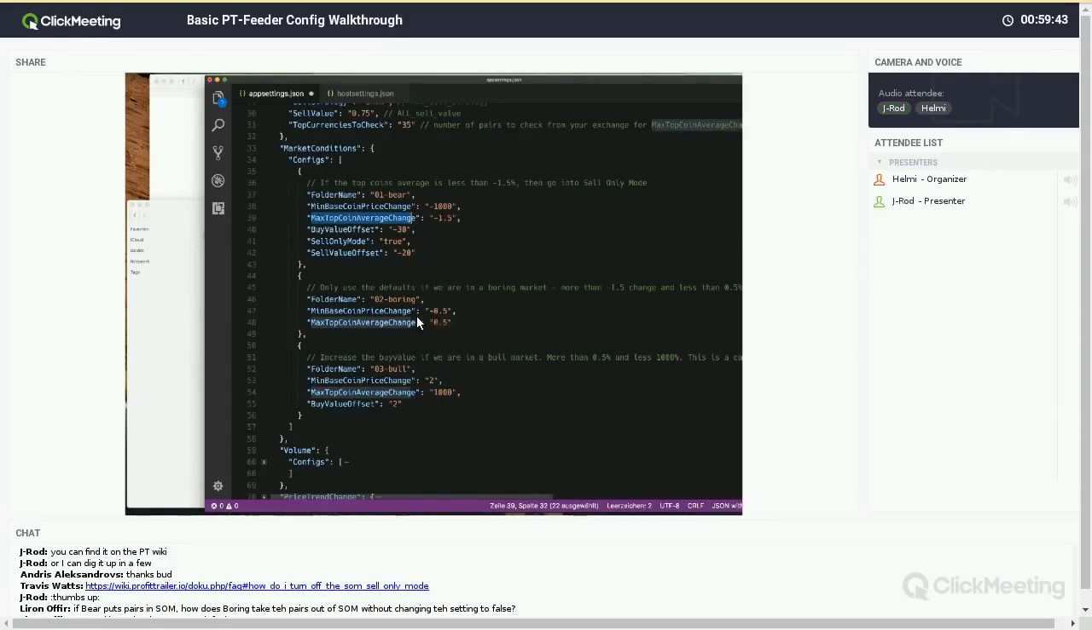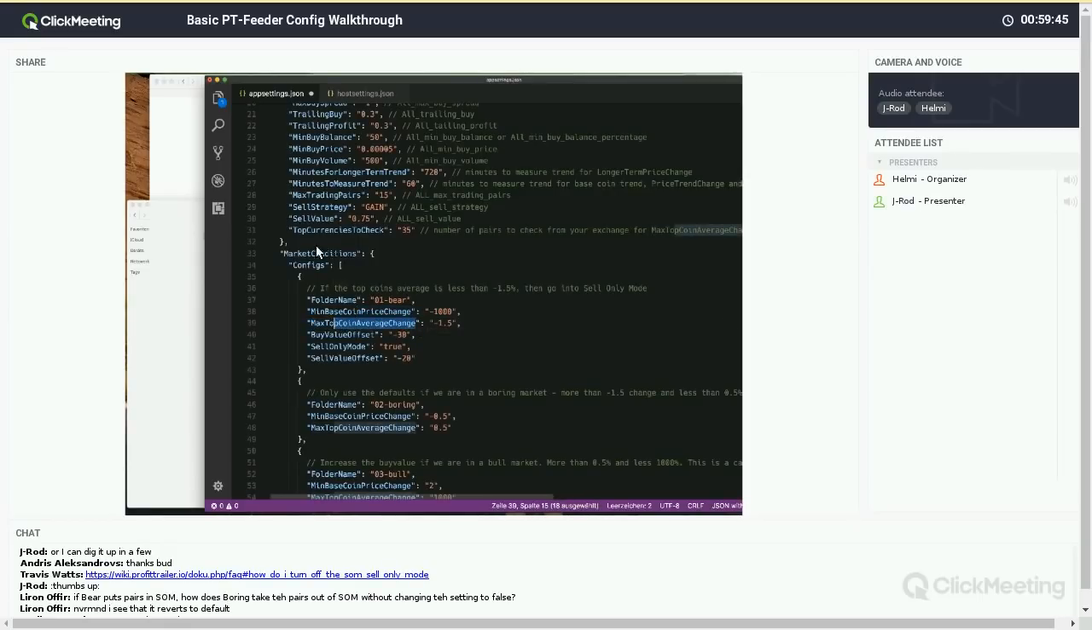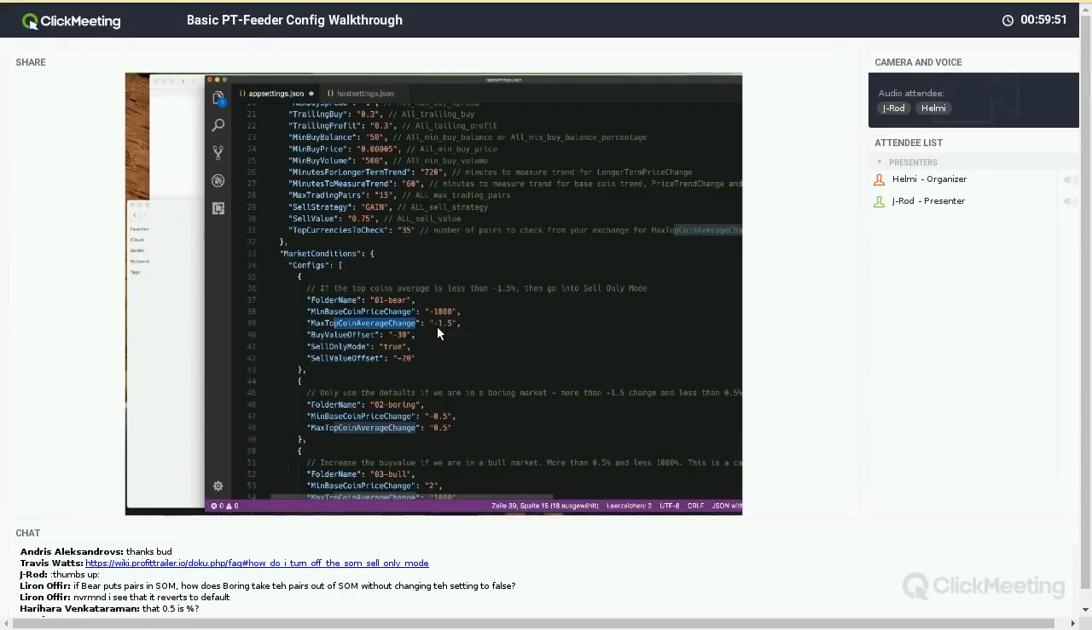So it's the other way around, of course, obviously, with the max top coin average change. So this is based on, like we said before, the top currencies to check and the minutes to measure trend. So this is the percentage that the average of all 35 top coins changed in the last 60 minutes. So between 60 minutes ago and now, to be exact. So it's only measured between two prices.